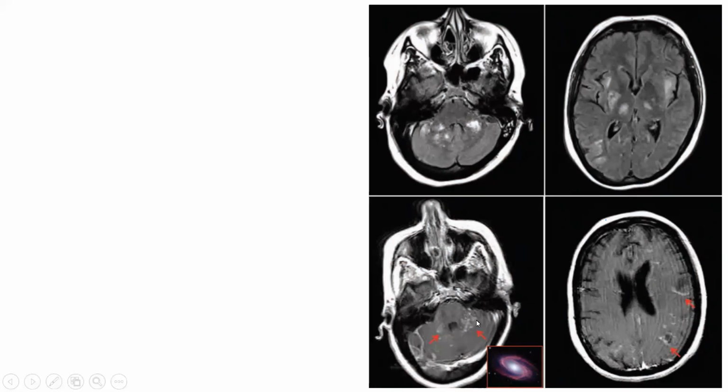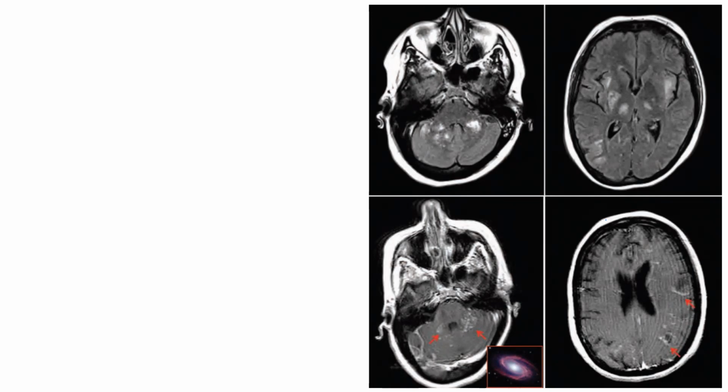Can you describe this sign? Can you see my pointer? What is this sign? Sign, I don't know, sir. There are multiple punctate hyperintensities. Very good. That sign is also described as a punctate appearance. So this is a described named sign in PML. It is also called the punctate appearance.